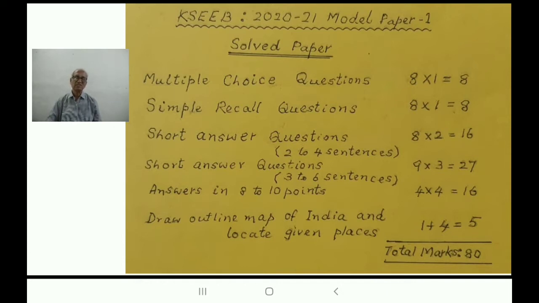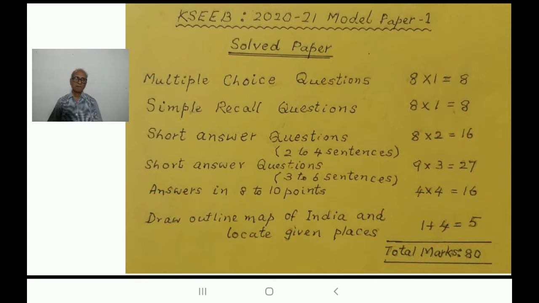Short answer questions wherein you have to write in 2 to 4 sentences. They will carry 2 marks each, altogether 16 marks. Short answer questions will carry 3 marks each. You will answer these in 3 to 6 sentences. The total allotment of marks for this section is 27.